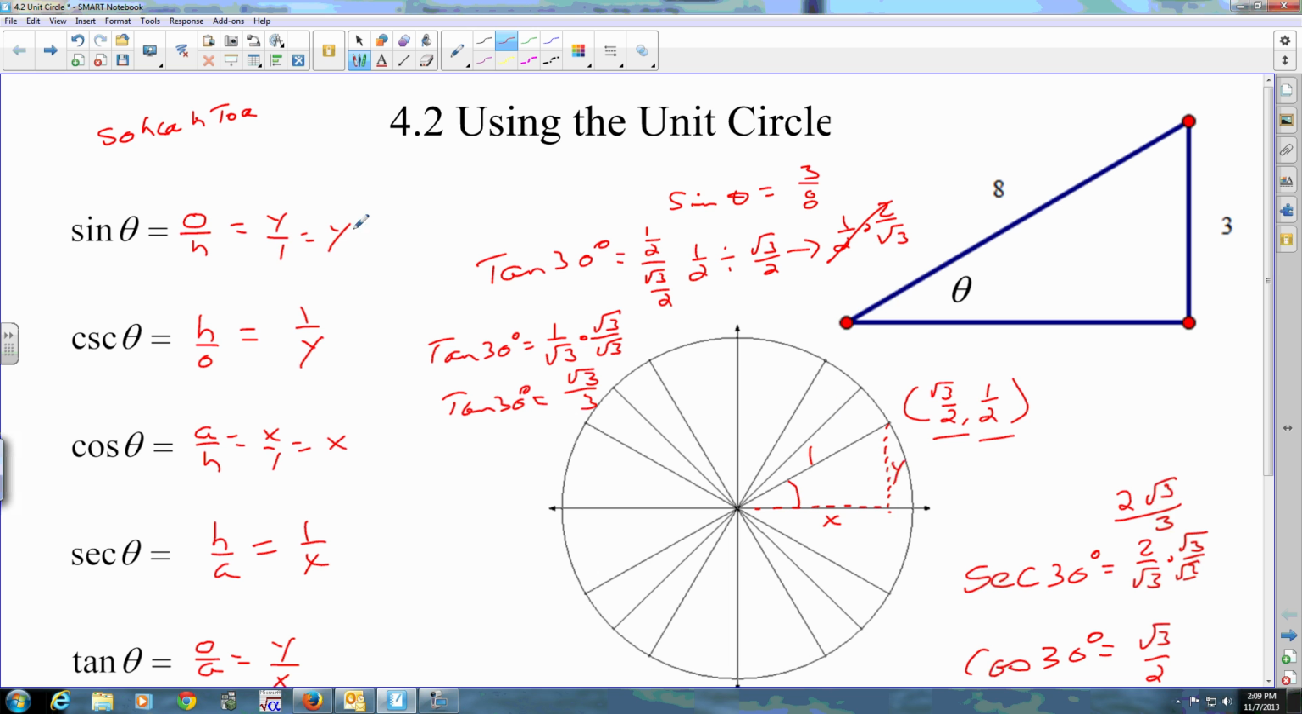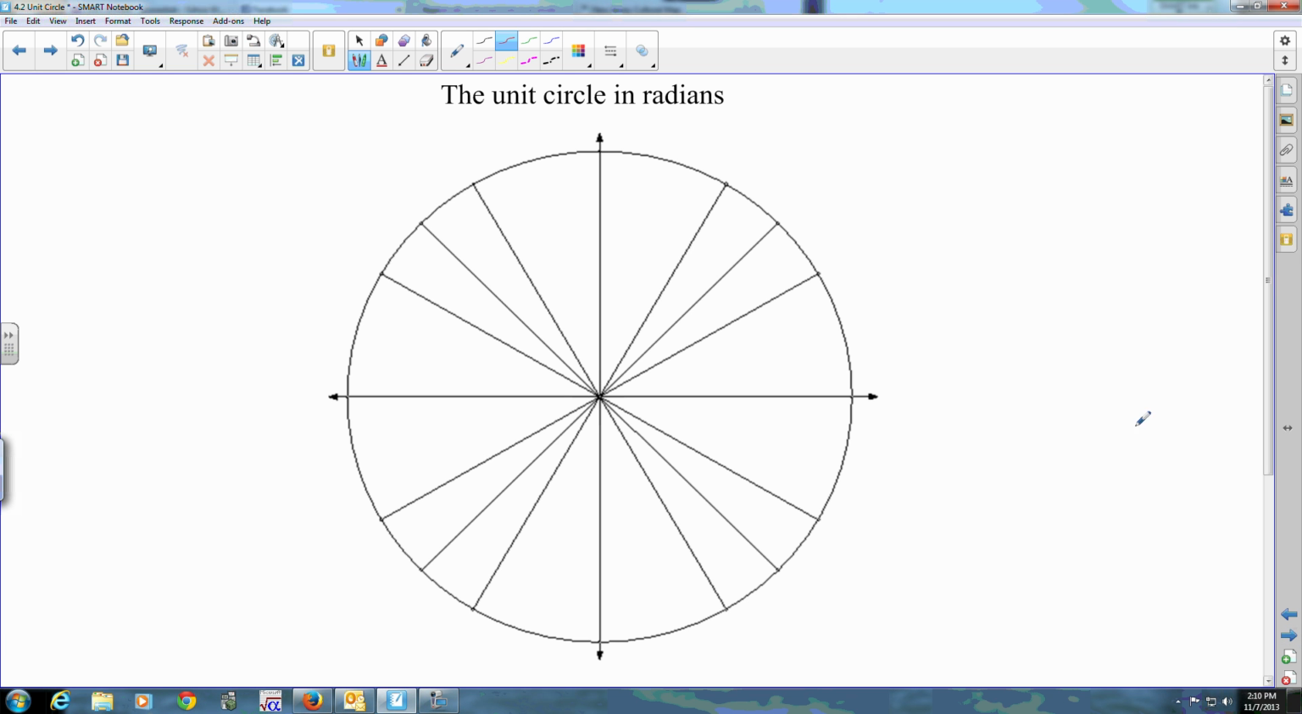Keep in mind, these definitions are only true if your hypotenuse is worth 1. So when we start getting off the unit circle, that isn't going to be true anymore. Okay, I'll give you some examples later on. One of the things you guys have to do today is know the unit circle in radians. The coordinates are exactly the same. So what's additional today is memorizing it in radians.